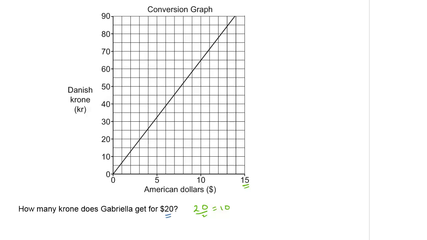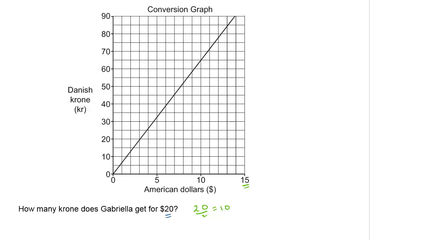I'll start from $10 here. I'll go up to the graph. I'll draw a line from $10. Let me use a different color here. I'll draw $10 to the graph right there. And then come from the graph to this side here. So I can see from that, $10 is equivalent to 65 krons.